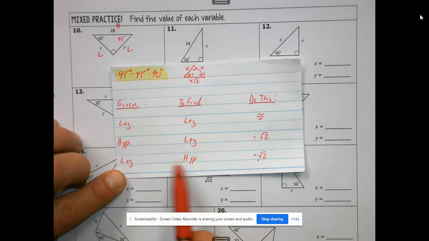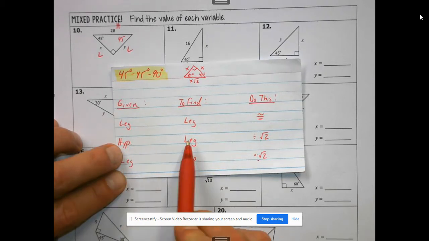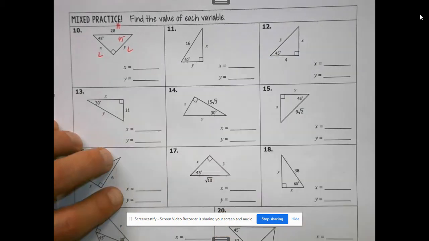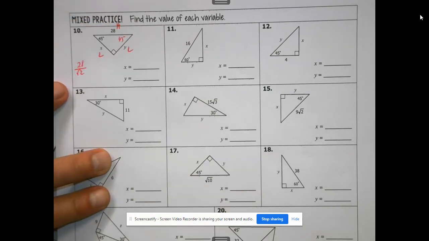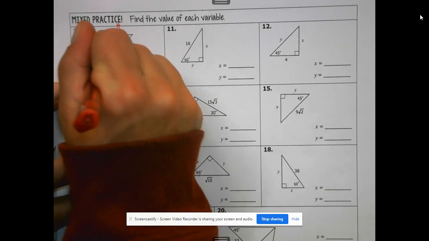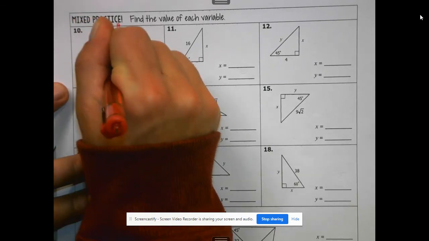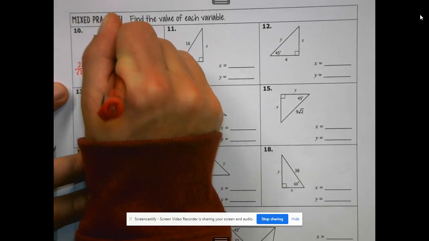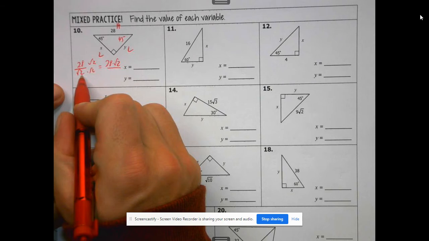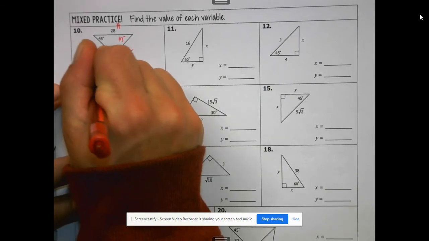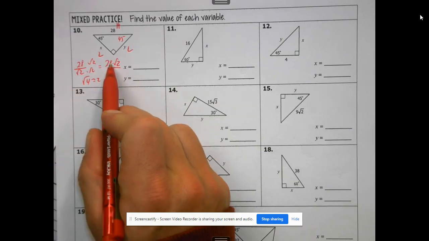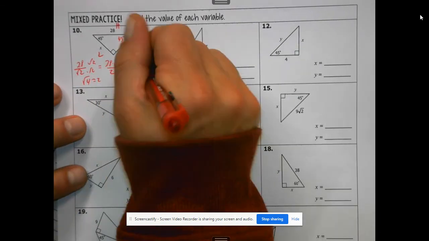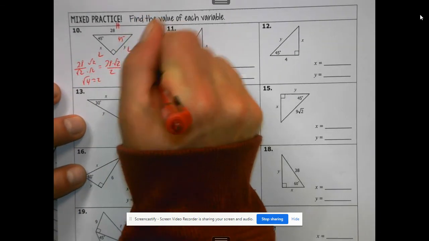Given hypotenuse, need leg, divide by square root 2. So 28 divided by square root 2. Multiply top and bottom by square root 2. Top, we get 28 times square root 2. Bottom, square root 2 times square root 2 is square root 4, which comes out to be 2. And I can reduce this. 28 divided by 2 is 14. So each of your legs is 14 square root 2.